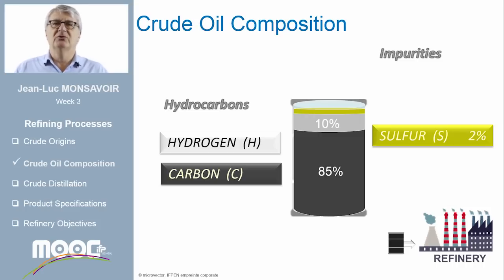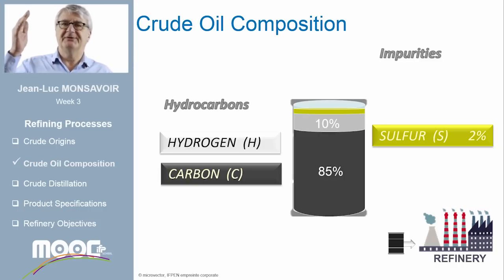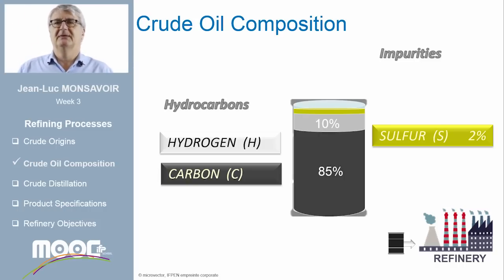The sulfur level of a crude is the key parameter for crude selection and crude prices. The higher the sulfur level in the crude, the more difficult it will be to treat the crude to obtain products with low sulfur specifications. In general, the higher the sulfur content of a crude, the lower the price.